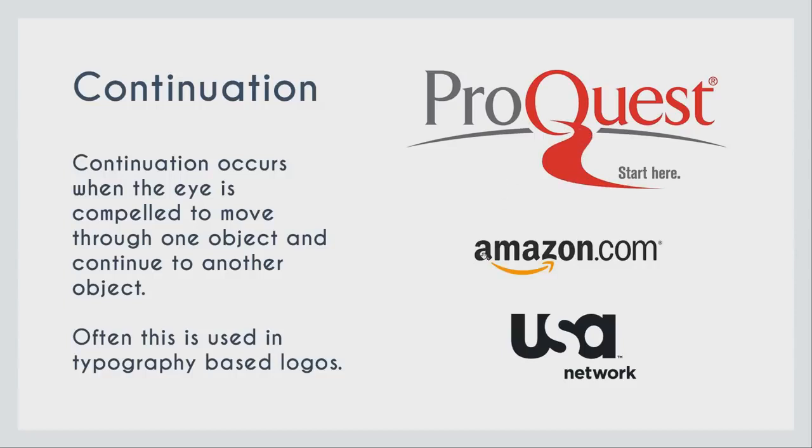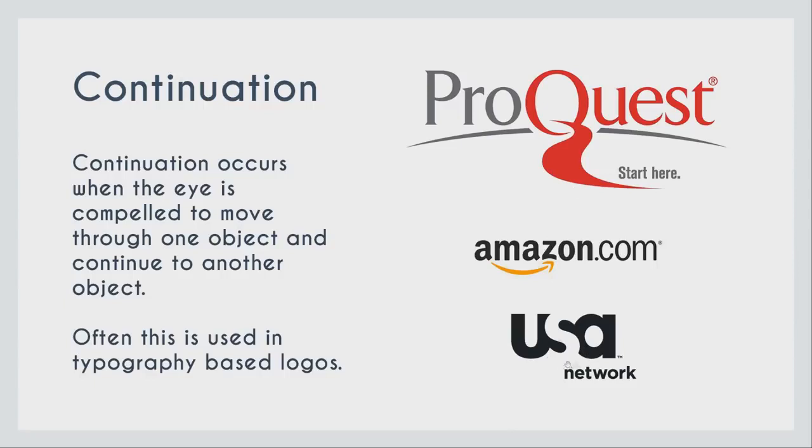Same thing for this Amazon logo. Connecting the A to Z, obviously implying that they have everything you need from A to Z on Amazon. The tail of this A swoops down across, the continuation goes through and pushes up the Z, dragging your eyes along. Okay, so that implies a relationship between A and Z on Amazon, and a relationship between the path of this Q and the starting point of the journey for whatever ProQuest is.